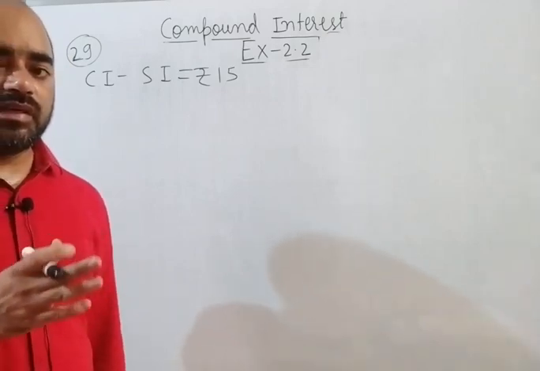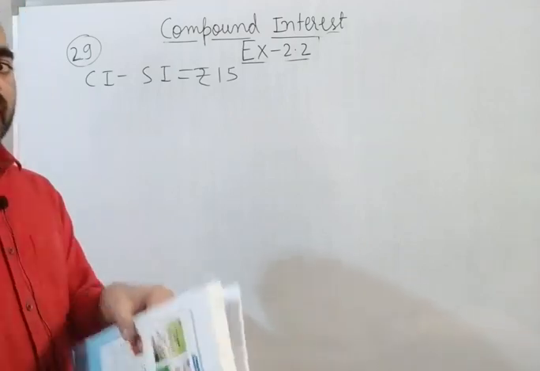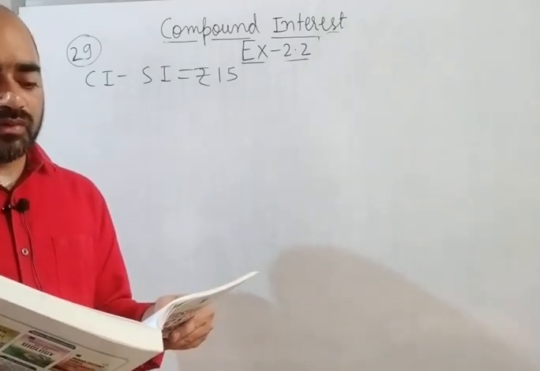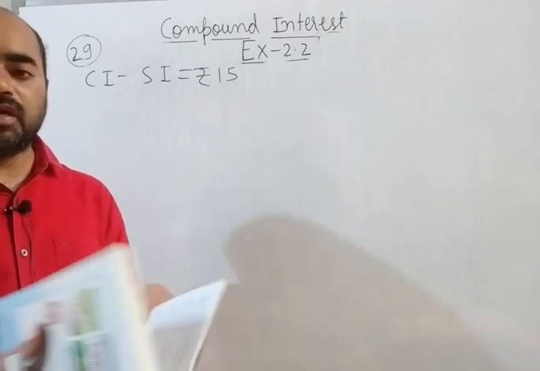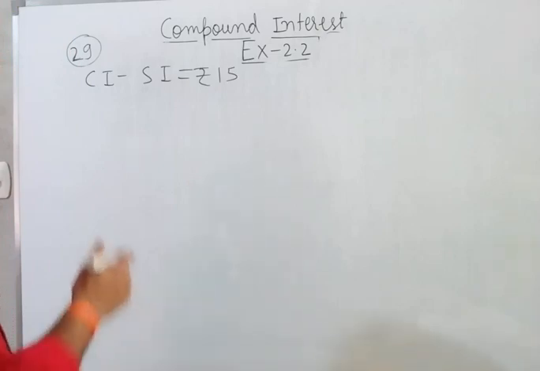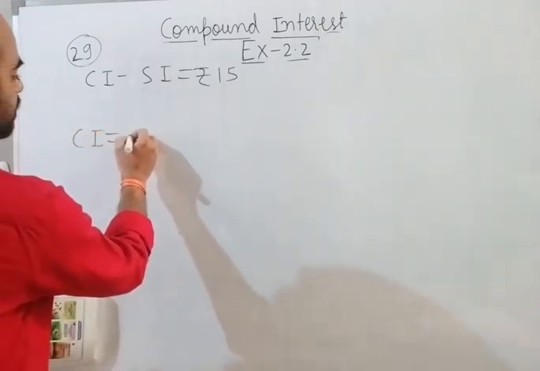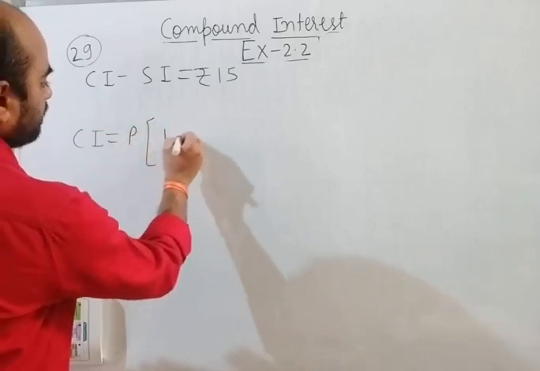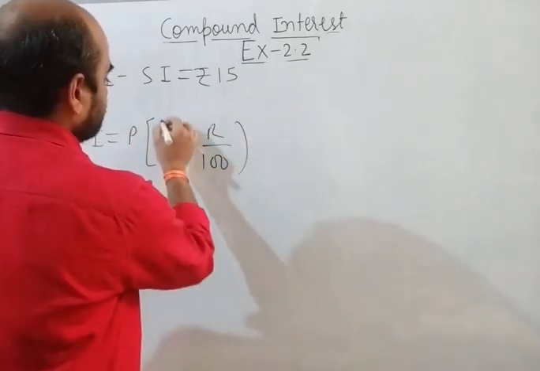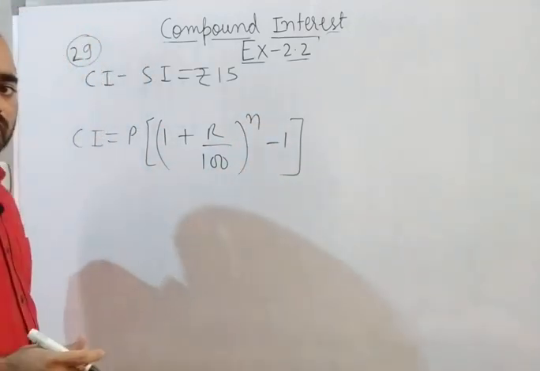Interest is compounded half yearly. This we have to remember. So first we will calculate compound interest. We do not know the sum of money, the rest we know. Time is 1 year, rate of interest is 10%. So first we will calculate compound interest directly using this formula: P into (1 plus R by 100) to the power n minus 1. Can we calculate directly? Okay.